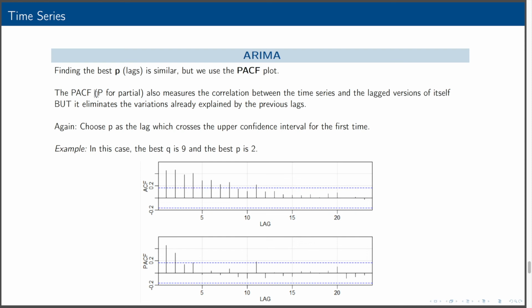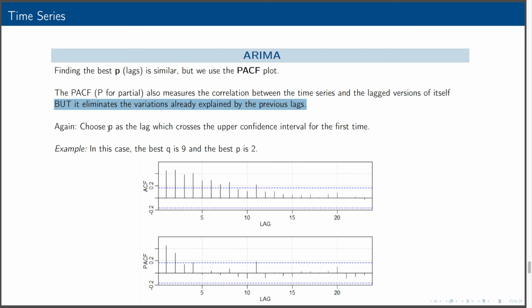And it's the same thing as ACF, so it also measures the autocorrelation between the time series and versions of itself, but it eliminates the variations already explained by the previous lags. So if we have lag 0 and lag 1, we have the autocorrelation, and then when we go to lag 2, we'll have autocorrelation with lag 0, but there will be some part of lag 1 that was already explaining this autocorrelation, and we take it out. That's why it's called partial.